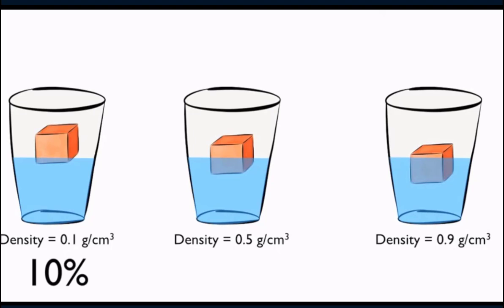Scientists have discovered that the block's density tells us exactly where the block will come to rest. If the density is 0.1, then 10% will be below the waterline. To calculate where a block will come to rest, just convert density to a percent.